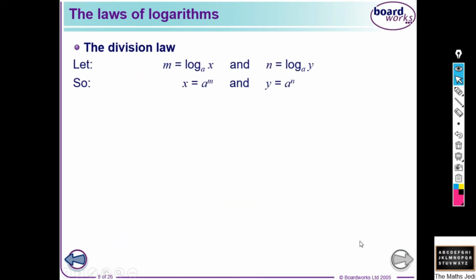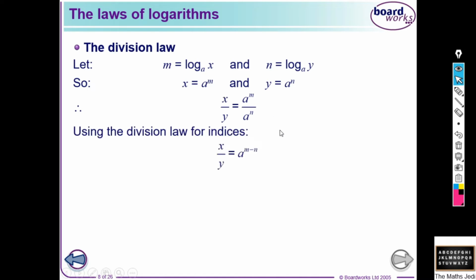Division is just the same. In indices, we met the idea that if you divided two things with the same base, you could subtract the indices. So m minus n in this case. Again, a is the base, m minus n is the power, x over y is the outcome. So in logarithmic terms, we have the logarithmic format: the logarithm of x over y is m minus n.